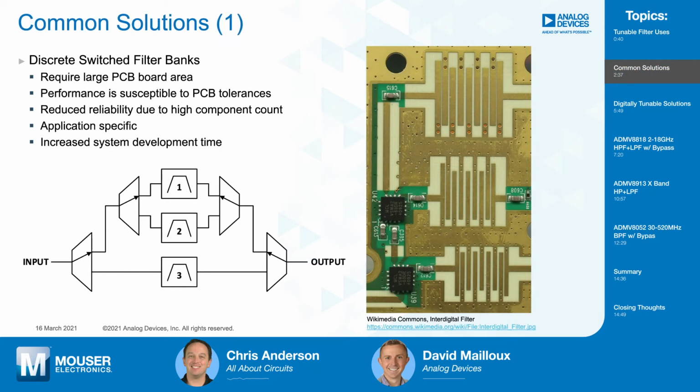What have designers been doing in these applications for filtering up until now? One common solution for needing to jump around in frequency and have a selective filter is a discrete switch filter bank. Shown here is an example, and it really has two single pole double throw switches, and there are 3 filters here. They're just fixed frequency. It often requires large PCB area, and performance is susceptible to the PCB tolerances, particularly the tolerances on line width and vias. The reliability is reduced because we've increased the component count as well, and it's often very application specific. It could be high loss depending on the implementation, and it really requires more system development time.